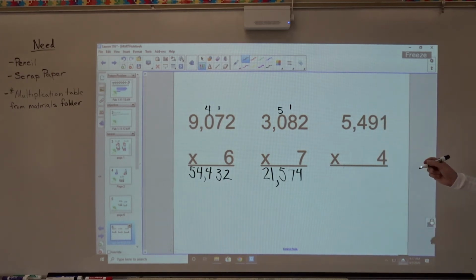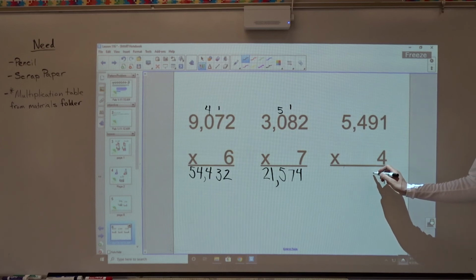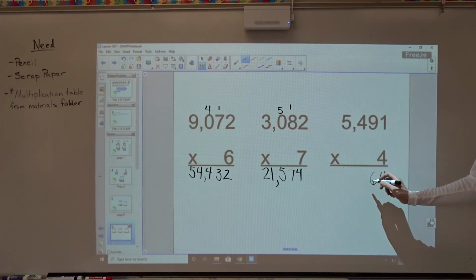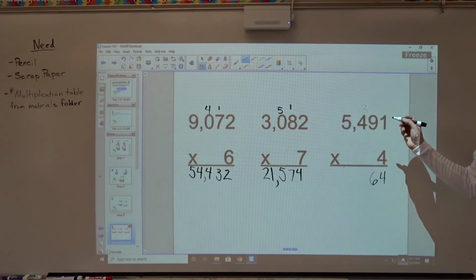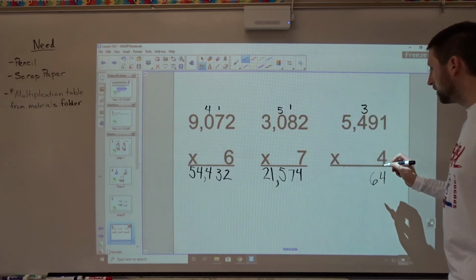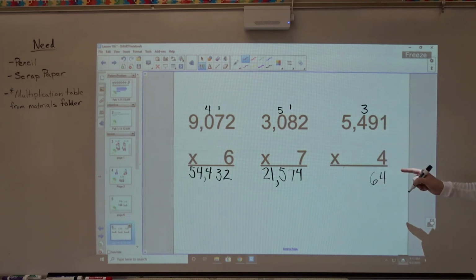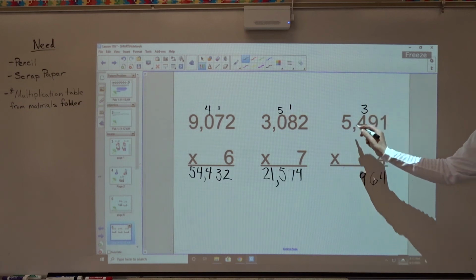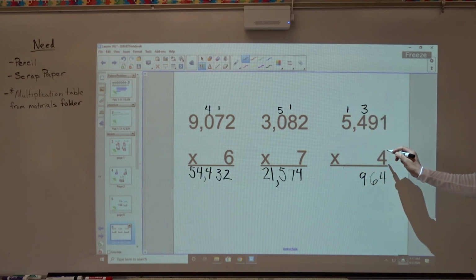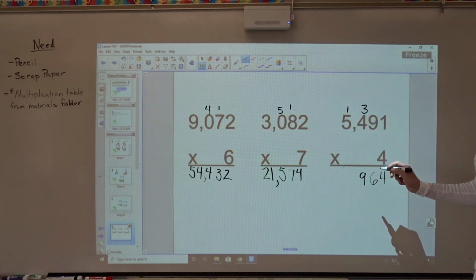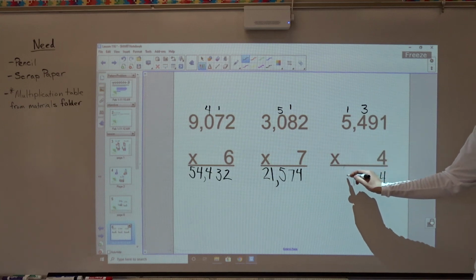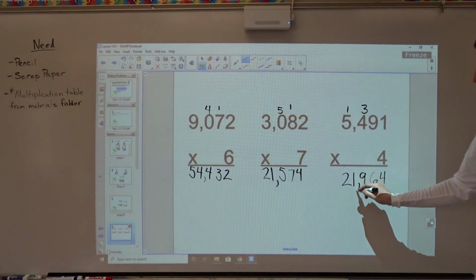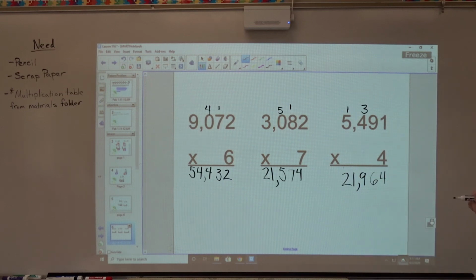And the last one here, and then that'll kind of wrap up our video for today. 1 times 4 is 4. 4 times 9 is 36. I can't write 36 down here. I need to move the 3 up top. 4 times 4 is 16. Plus this 3, 19. Regroup. 4 times 5 is 20 plus 1. So 21. 21,964.